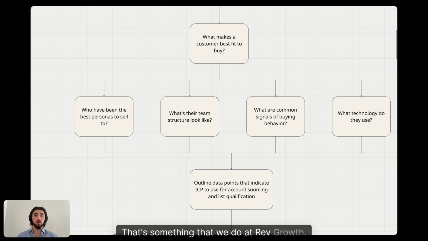That's something that we do at RevGrowth. We help our customers build their ICP because a lot of companies actually don't really know what their ICP is. They actually don't know who their best fit customer is. They know their TAM, they know what companies they can service, but they actually don't know what the best fit customer is that we should be reaching out to on a consistent monthly basis.